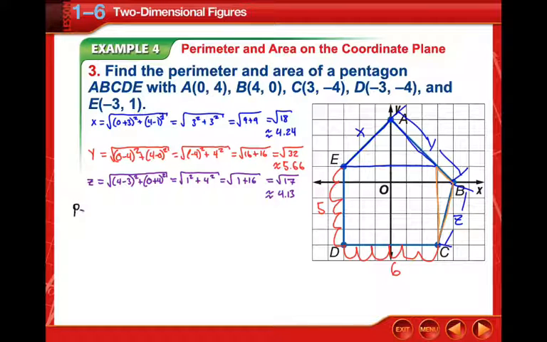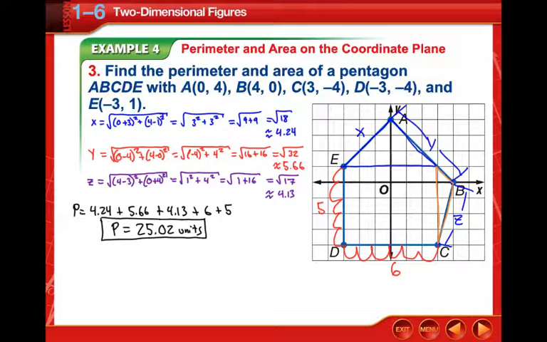So the perimeter is equal to the 4.24 for X plus the 5.66 for Y plus the 4.13 for Z plus those other 2 sides we didn't have to do any distance calculations for, 6 and 5. And our perimeter comes out to be equal to 25.02 units. We don't have a unit of measure, that is. So that's our perimeter.